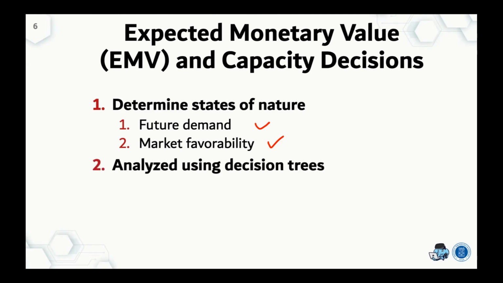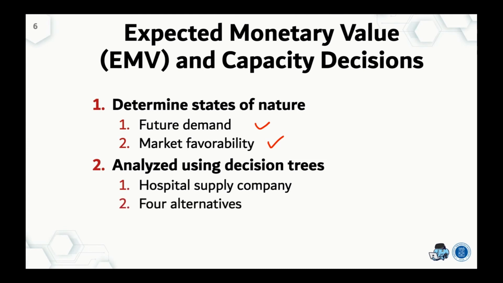And then second, we can use the famous method of the decision tree to determine the capacity decision, for example the supply decision, and then there are alternatives inside it. Let's take a look at an example.